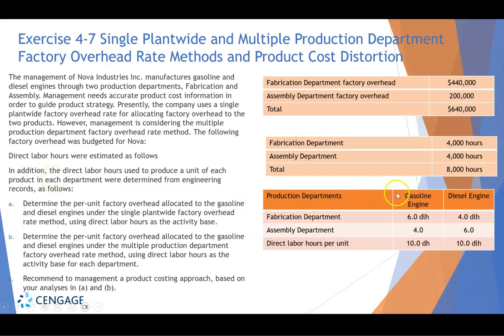So it tells us that in the fabrication department, the gasoline engine needs 6 direct labor hours. Then in the assembly department, it needs 4 direct labor hours for a total of 10 direct labor hours. But the diesel engine requires 4 hours in the fabrication department and 6 hours in the assembly department. So we need to figure out the overhead allocated to the gasoline and diesel engines under the single plant-wide factory overhead rate using direct labor hours, and then we'll determine the per unit factory overhead allocated to gasoline and diesels using the multiple production department factory overhead rate.